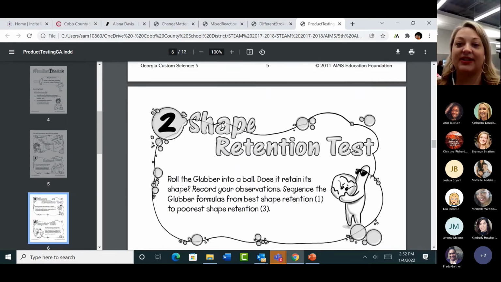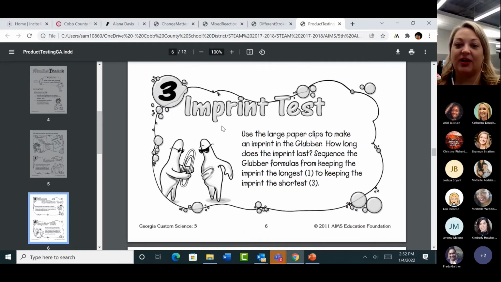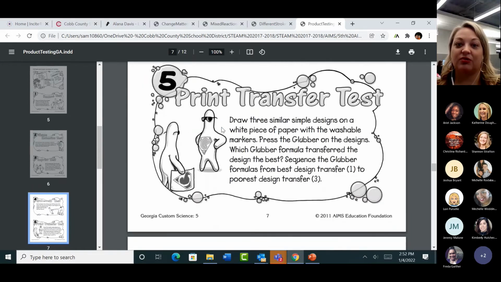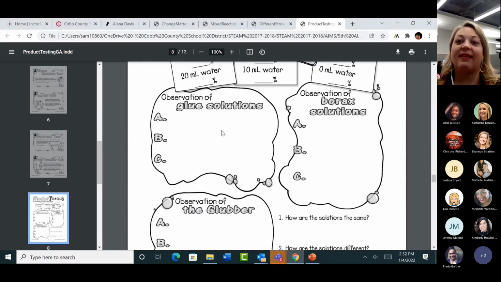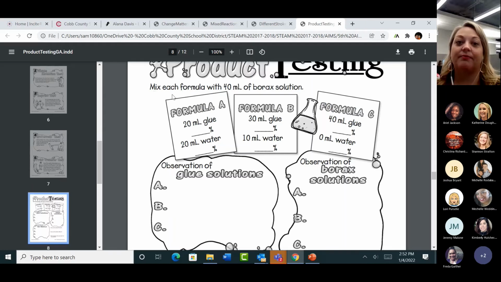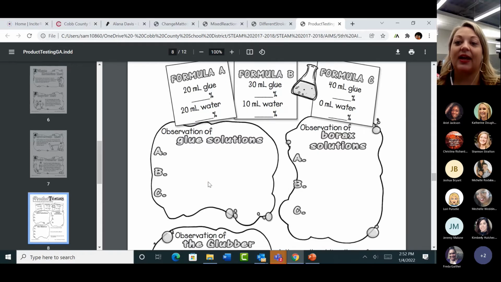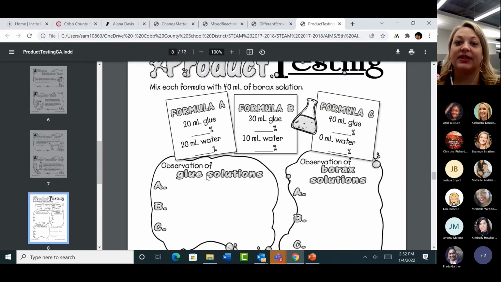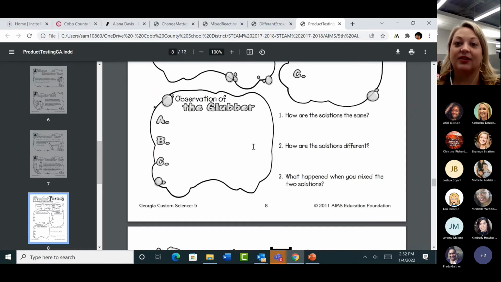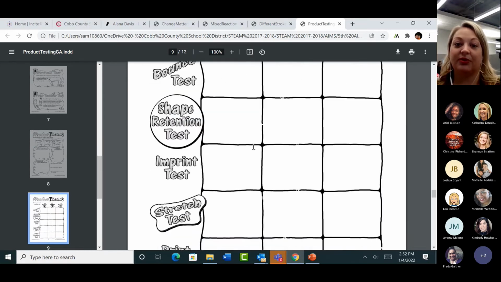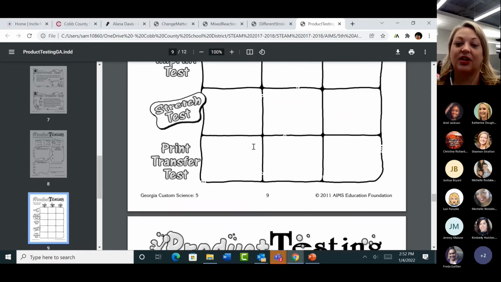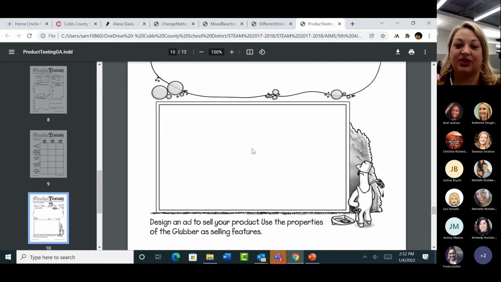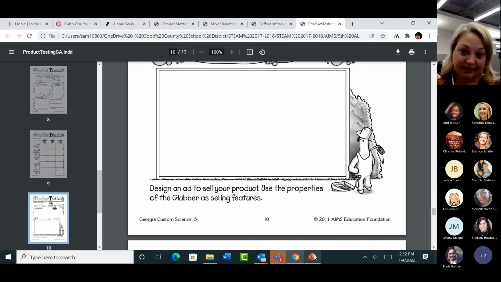So we have a bounce test, shape retention, imprint, stretch, print transfer, and then you're going to mix each formula with 40 milliliters and see what happens. So it's actually really, really fun. Here's their data sheet. I've done this numerous times with students, and they just absolutely love it.